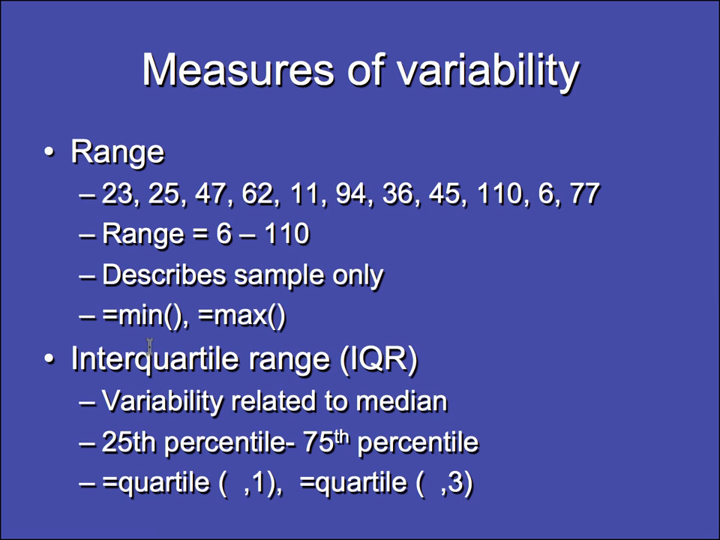We have the interquartile range. This is usually what we use to describe ordinal data, and it's variability related to the median. So you could go from the 25th to the 75th percentile, and you can type this into Excel using the equals quartile, highlighting the cells, and then having a comma 1, that's quartile 1, and then doing the same thing for quartile 3, the 25th to the 75th percentile.